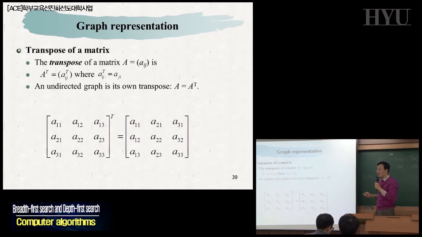Okay, then what if the graph is directed? What is the result of the transpose of its adjacency matrix?